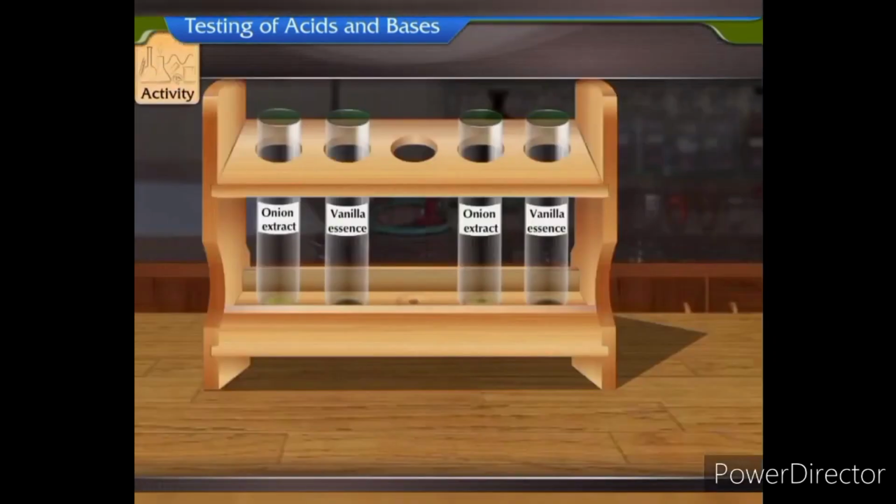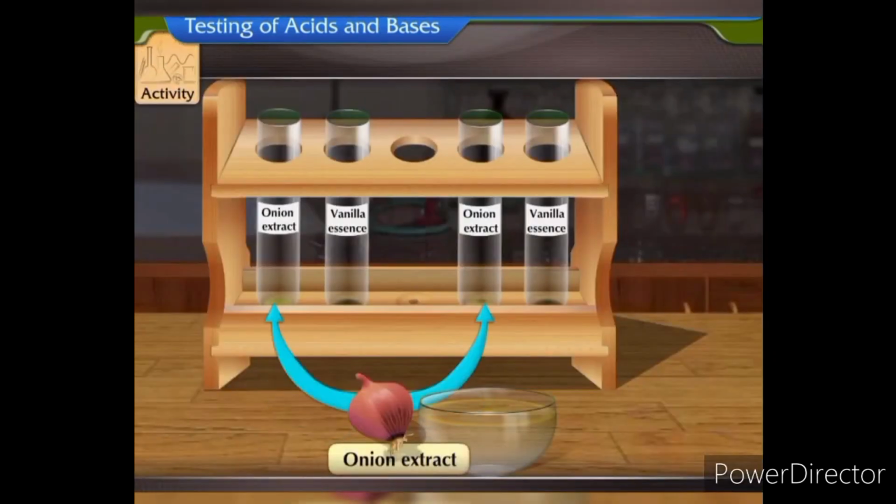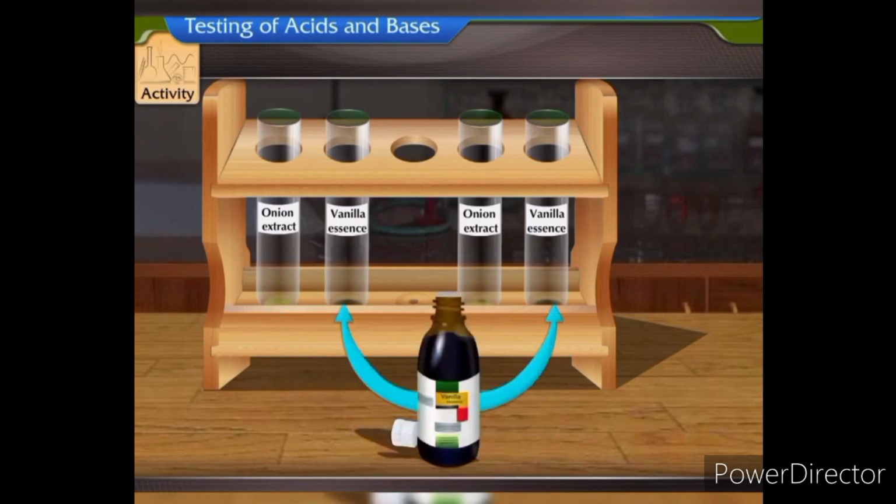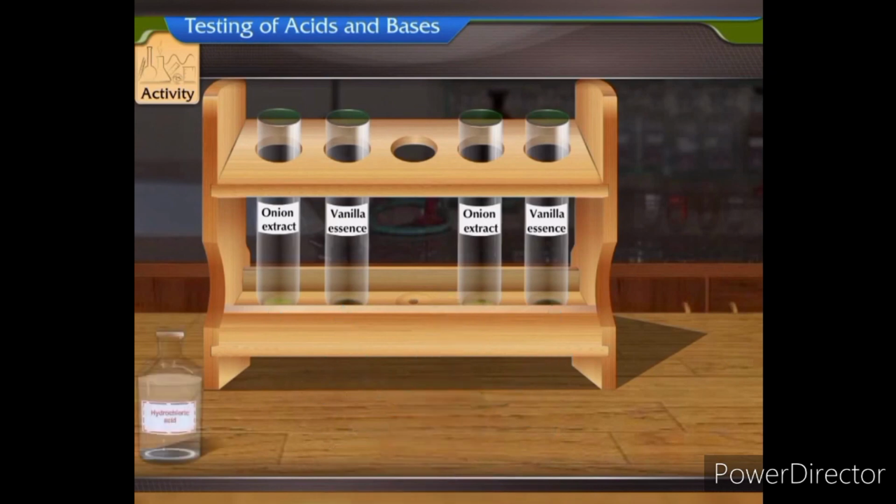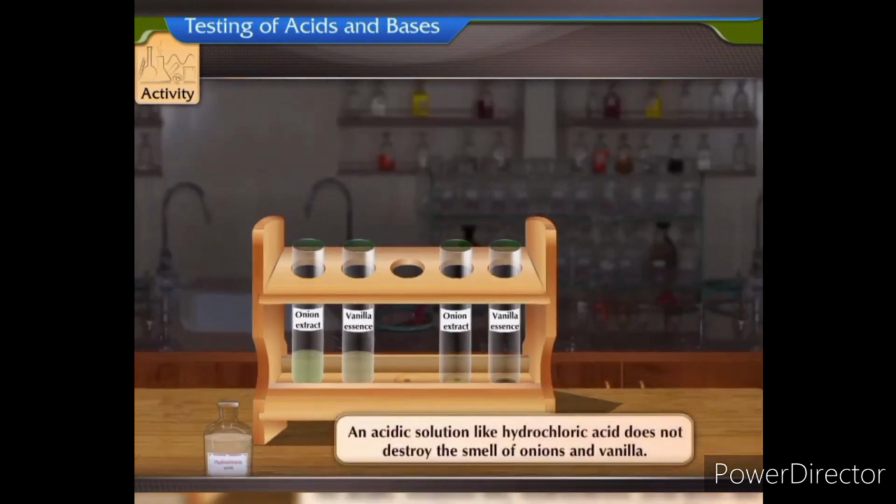Let us perform an experiment using onion extract and vanilla essence. When dilute hydrochloric acid is added to test tubes containing onion extract and vanilla essence, the original smell of onion and vanilla does not change. This shows that an acidic solution like hydrochloric acid does not destroy the smell of onions and vanilla.